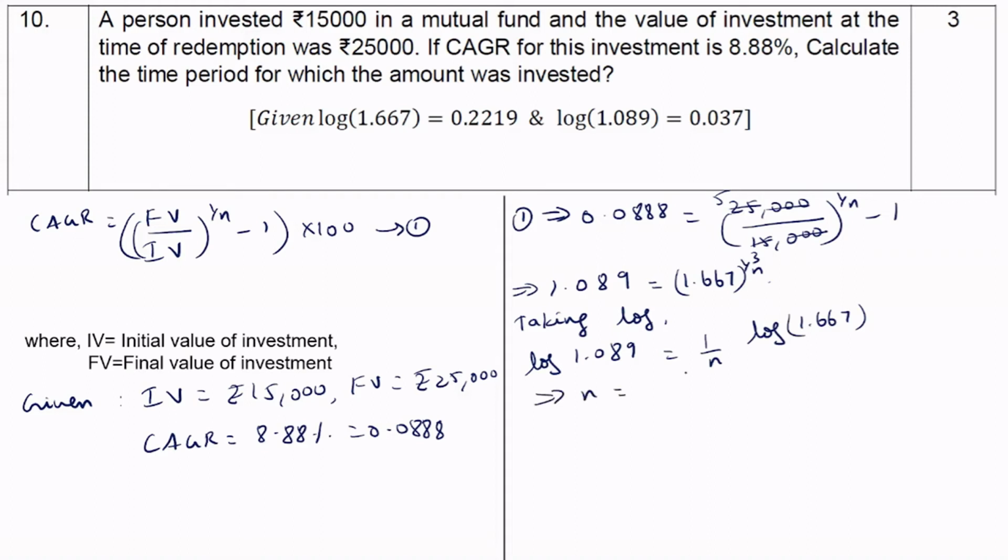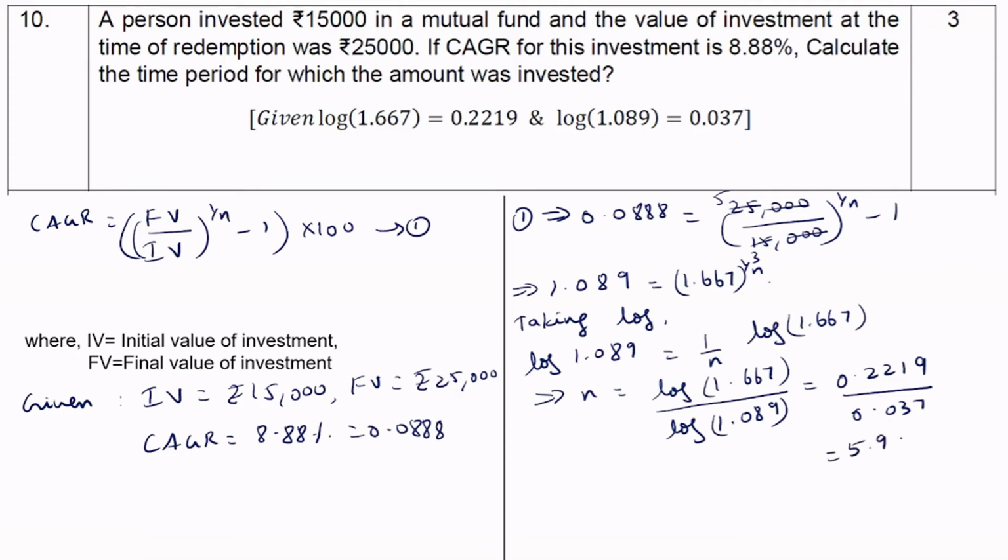So from this we have n is equal to log of 1.667 upon log of 1.089. The log values are given here. Log 1.667 is 0.2219, so this is 0.2219 upon log 1.089, which is 0.037. When we simplify, we get 5.99. Therefore, n is approximately equal to 6 years.